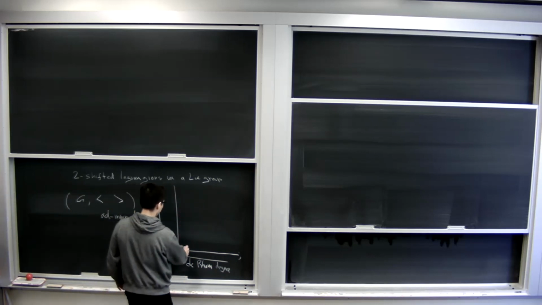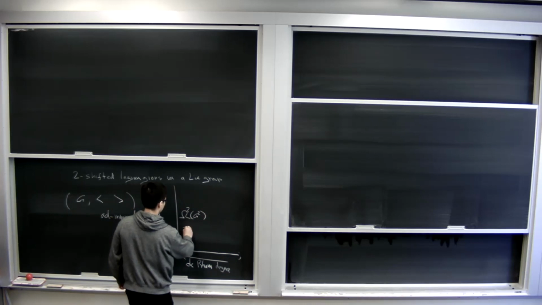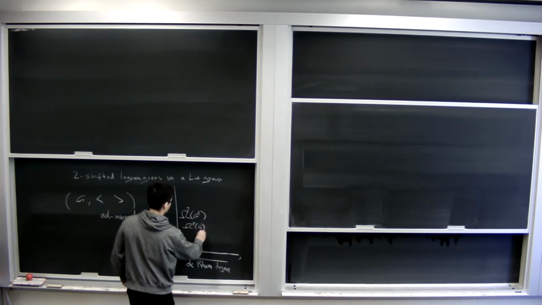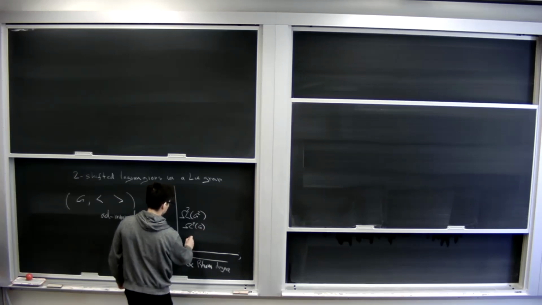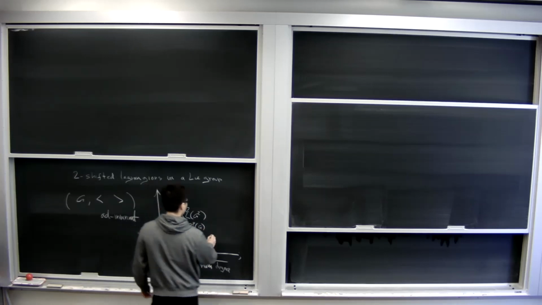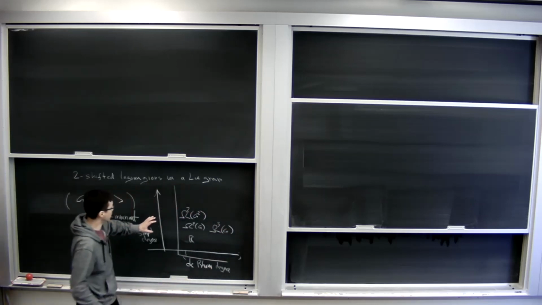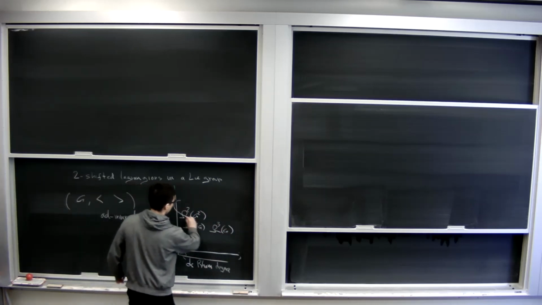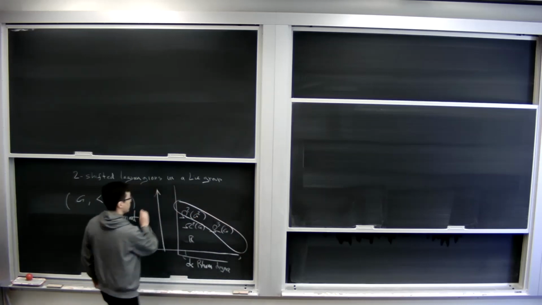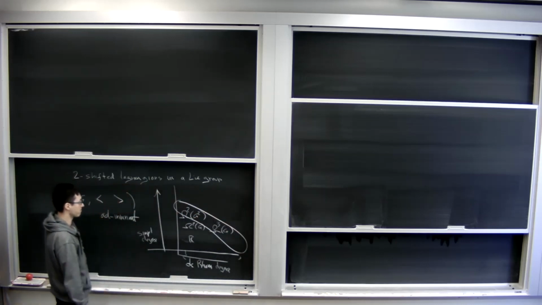Right? So here we have 0, right? The base, R. Okay. So the two-shifted symplectic structure that we care about lives here.